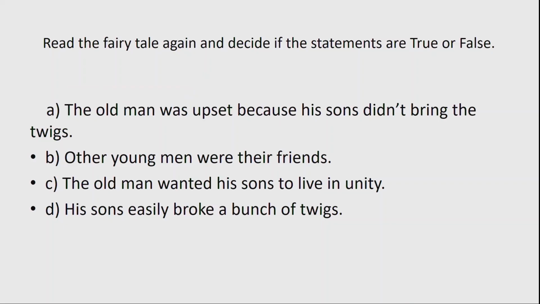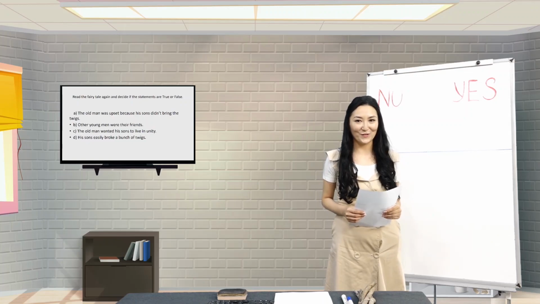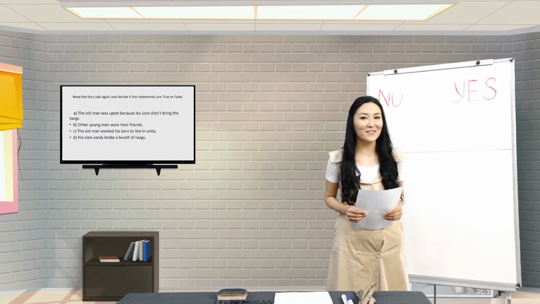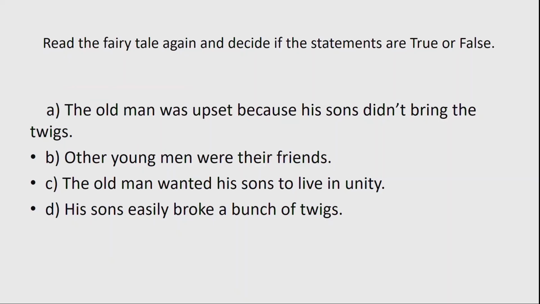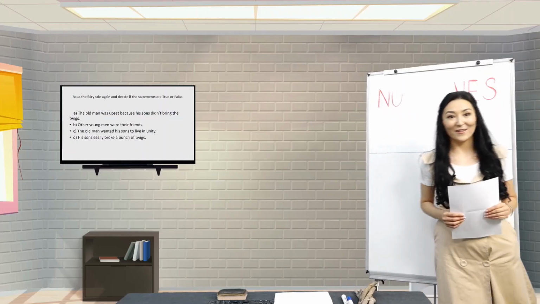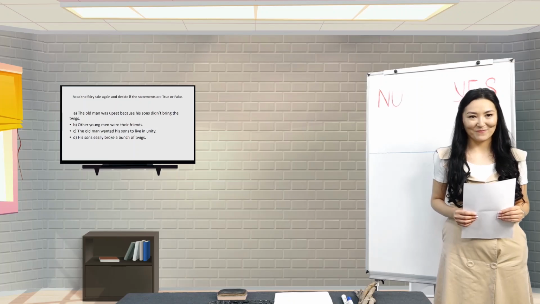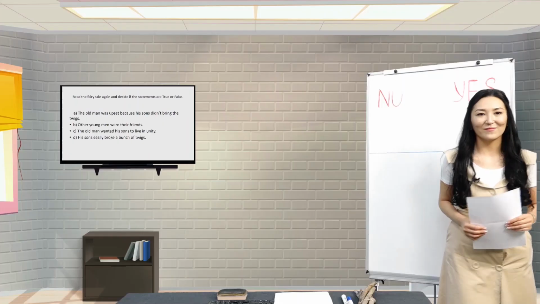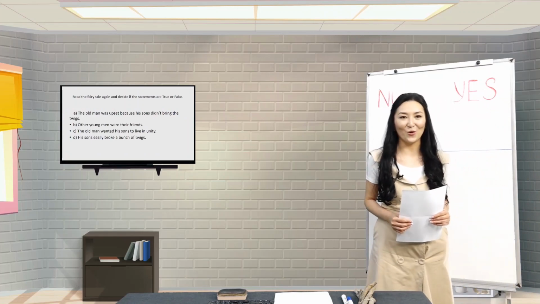The old man was upset because his sons didn't bring the twigs. No corner. Other young men were their friends. I'm still standing here. The old man wanted his sons to live in unity. Yes corner. His sons easily broke a bunch of twigs. Incorrect. No corner.